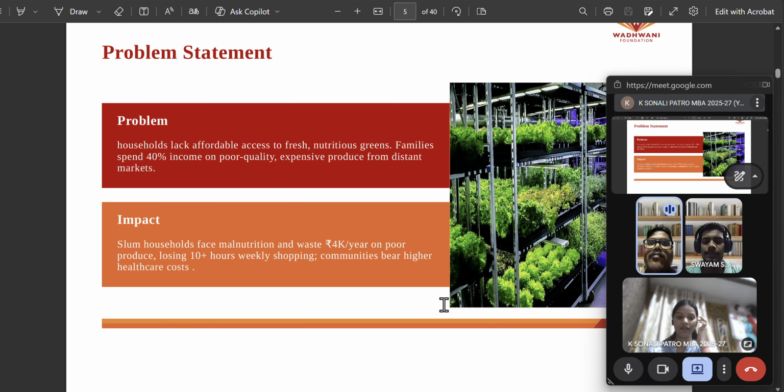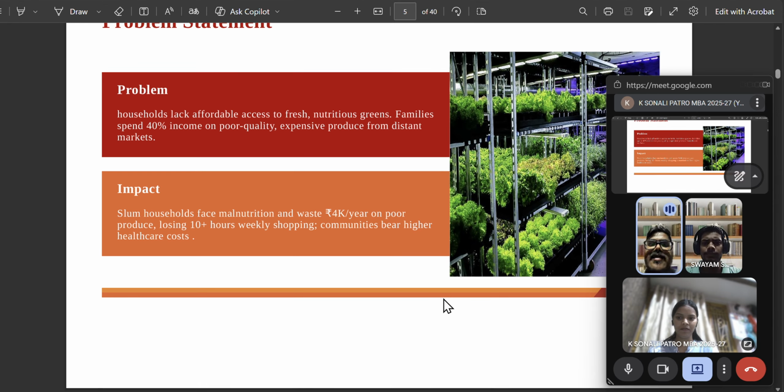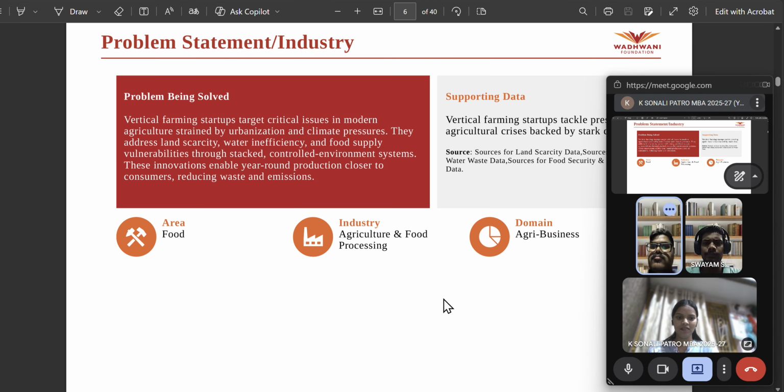So now I will explain the problem statement. Many urban families do not get fresh and affordable vegetables. They spend around 40% of their income on poor quality food. So now I will tell in detail about the problem statement. The agriculture industry is facing land shortage, climate change, and water shortage, and traditional farming is not able to meet urban demand efficiently.